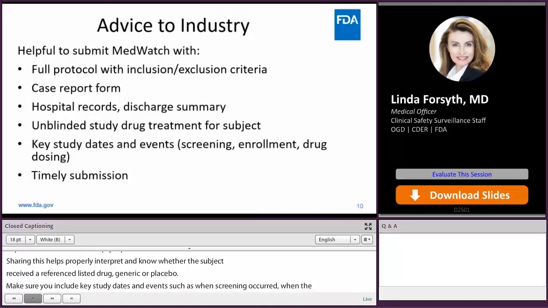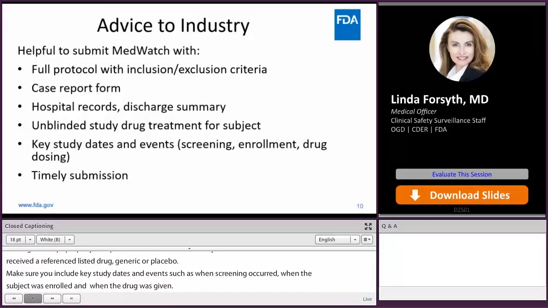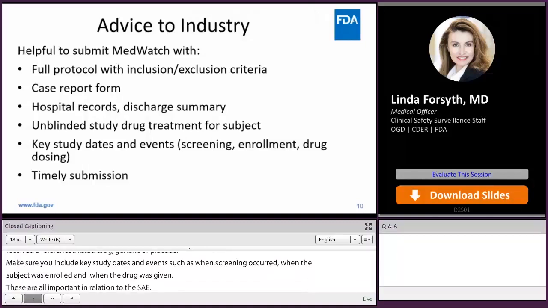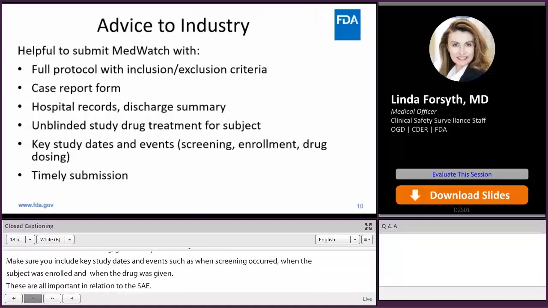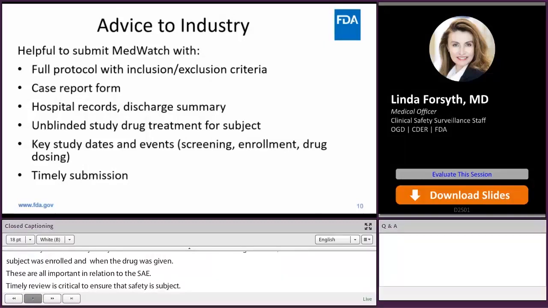Timely review of the safety information is critical to ensure the safety of subjects. Make sure you have systems in place between the sponsor and investigator to ensure timely submission of SAEs. If delayed, include an explanation in your submission and how this will be fixed in the future.